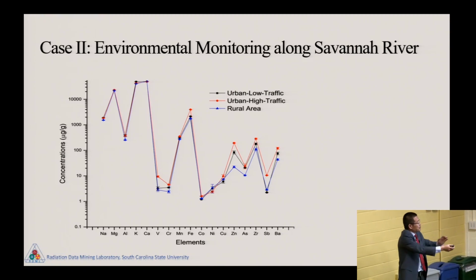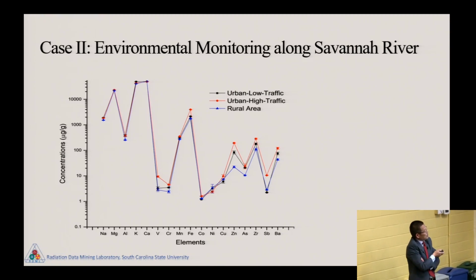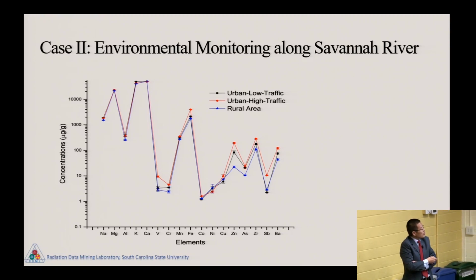So we suppose this is coming from the nearby Savannah River Site. Okay, here are the Spanish moss samples to see the heavy metals in them. And we have 3 categories: the urban low traffic area, like Orangeburg; the urban high traffic area, like Savannah, Georgia; and also some rural areas.